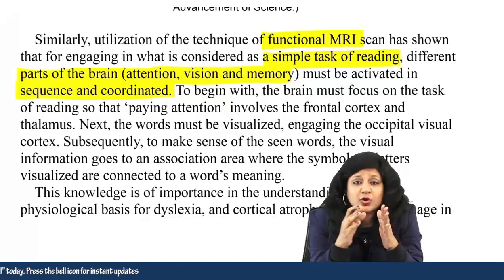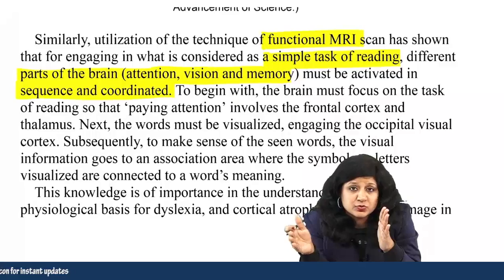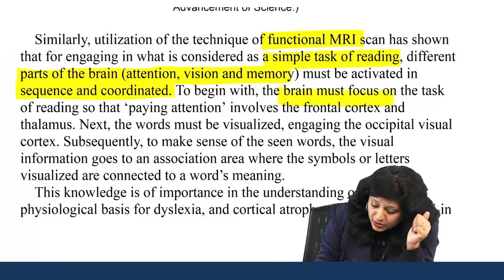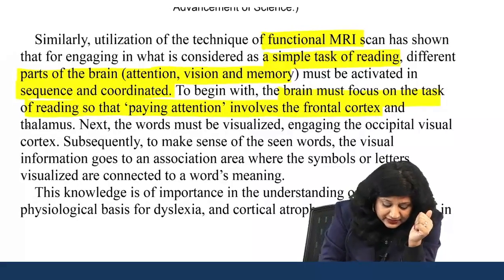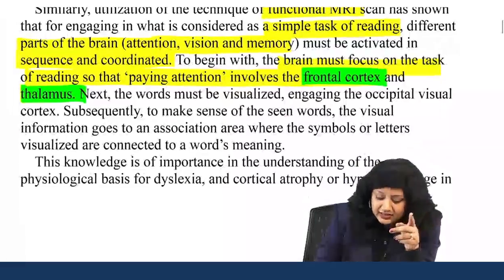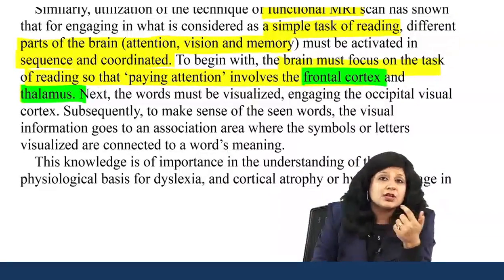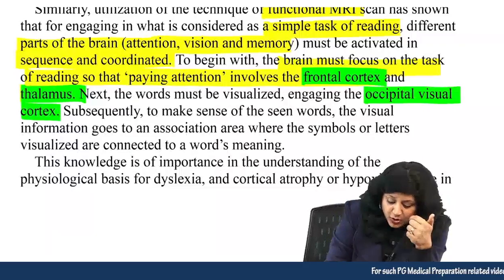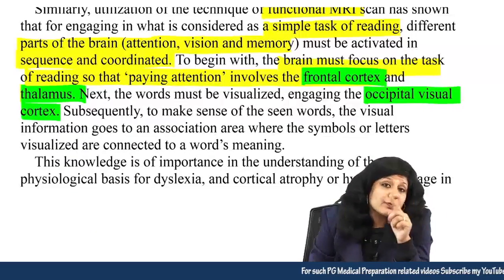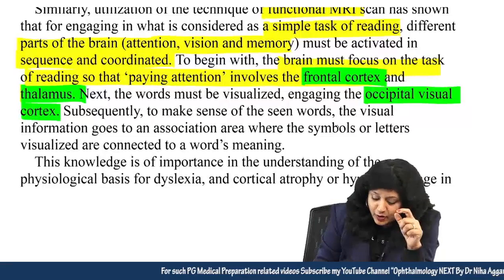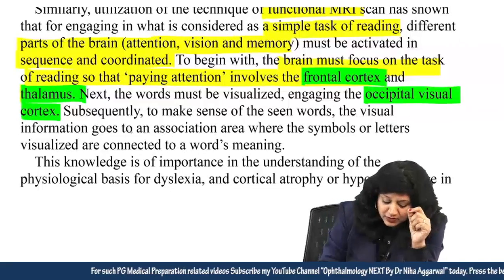So what are the things that you need to do if you want to see these things in the functional MRI? The brain must focus on the task of reading, so that paying attention involves the frontal cortex and the thalamus. So first we are involving the frontal cortex and the thalamus, then the words must be visualized, because when you are visualizing the words, we are engaging the occipital visual cortex. Then we have to make sense of the seen words, so the visual information will go to an association area.